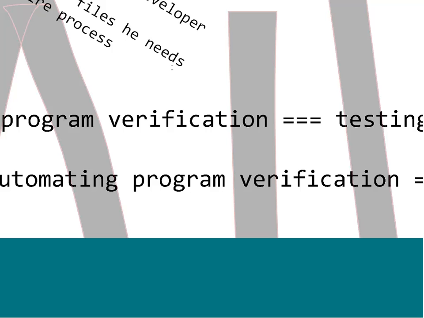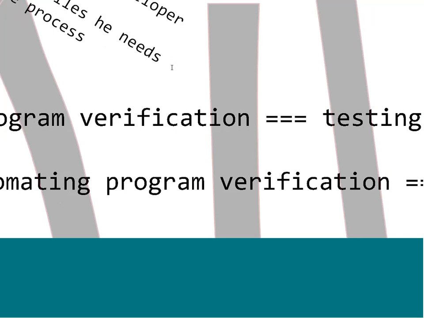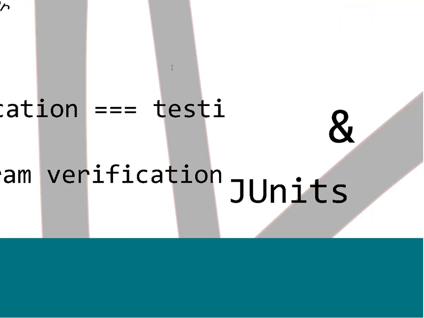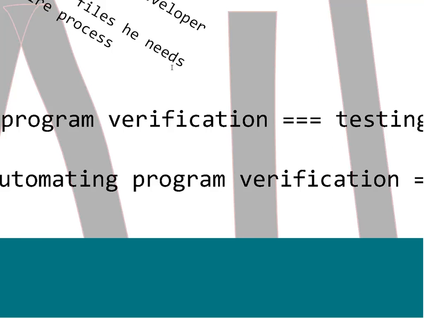Program verification is nothing but testing, and this is something we need to internalize: whenever we are trying to understand what a program does, whether you're stepping through debugging, writing logs, or viewing the console output, you're actually verifying the program. That, in a sense, is exactly what testing is, and automating that program verification is nothing but JUnit.